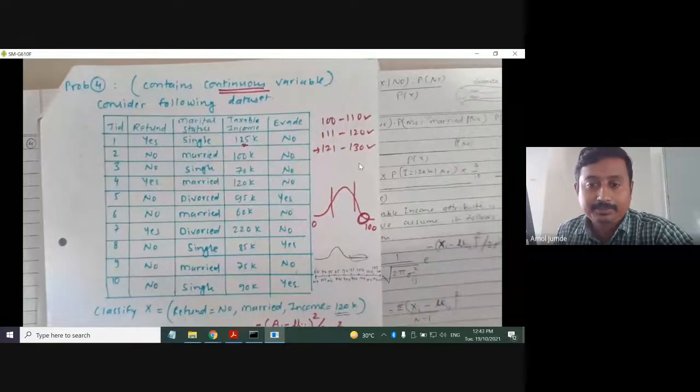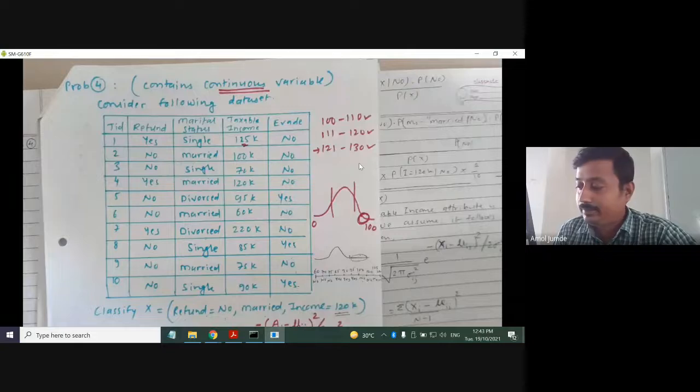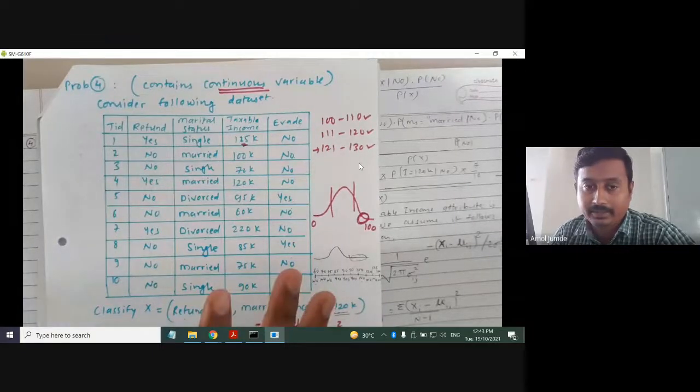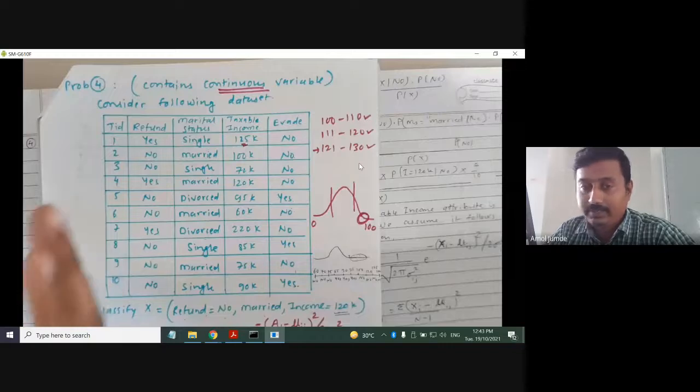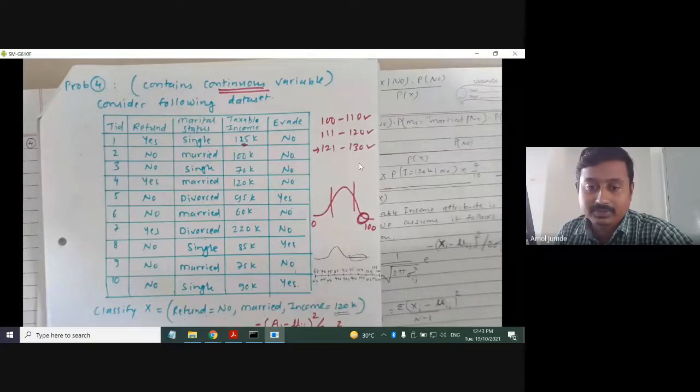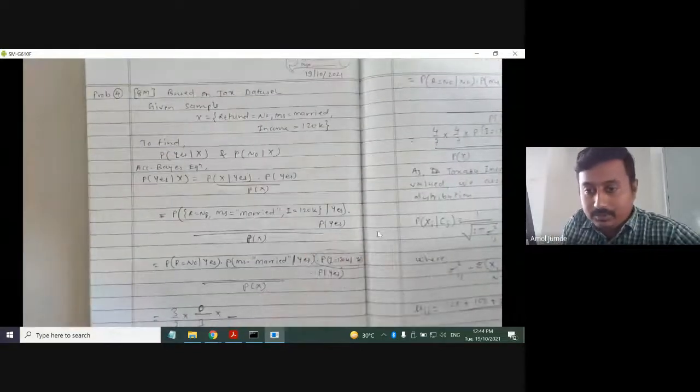This is the problem. Nothing is mentioned about this attribute, so we have to infer from the given data whether we are having a discrete valued attribute or a continuous valued attribute. Then we have to decide about the equations that we have to use. Okay, this is the problem and this is the solution. Let me zoom out.